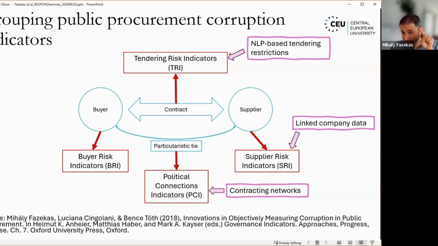Now, where I come in today is the 3 areas. I will show you one new thing in each of them. So I will start with the natural language processing, so trying to push the boundary on the tendering risk indicators part. Then I have number 2, the contracting networks, try to convince you that there is far more to connections than just this binary of political connections, PEP or not PEP. Even though that's valuable, I will just try to convince you there's more to that.